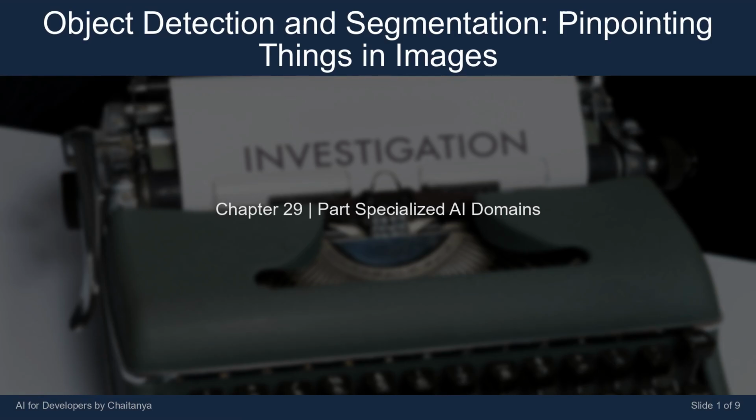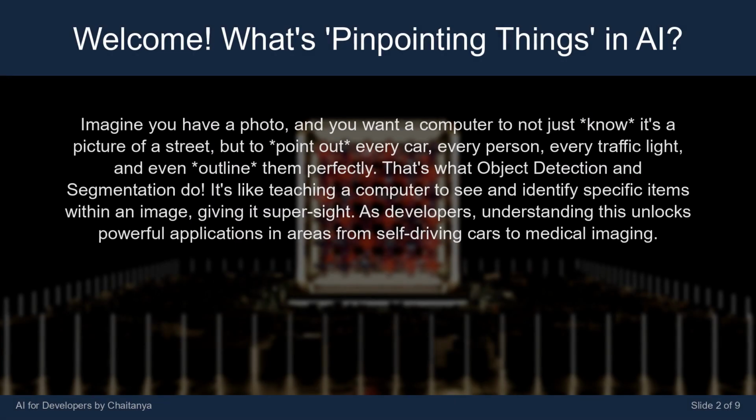I'm Chaitanya talking bot. Today's lesson is titled Object Detection and Segmentation: Pinpointing Things in Images. Imagine you have a photo, and you want a computer to not just know it's a picture of a street, but to point out every car, every person, every traffic light, and even outline them perfectly. That's what object detection and segmentation do. It's like teaching a computer to see and identify specific items within an image, giving it super sight. As developers, understanding this unlocks powerful applications in areas from self-driving cars to medical imaging.